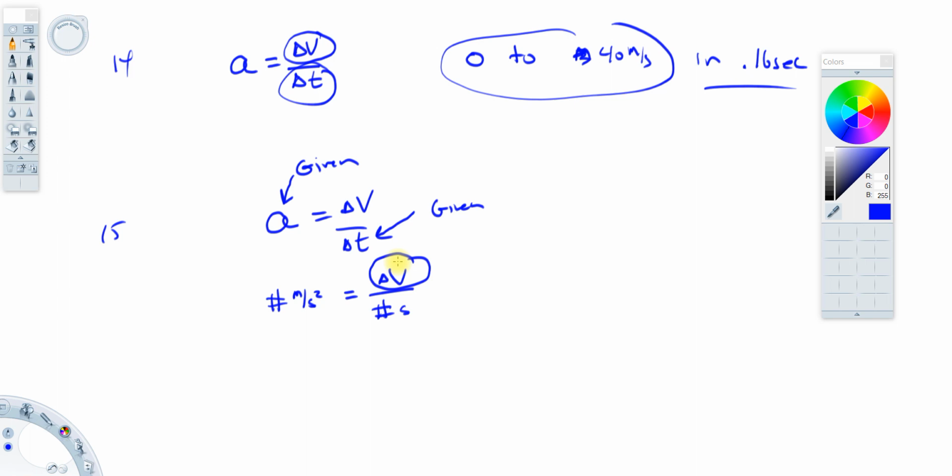For part B, where it says how long does it take the rocket to reach 6,700 meters per second, and again, your homework may be a different number. For part B, write this formula out again. Acceleration is equal to change in velocity over change in time. Use the same acceleration that was given earlier in the problem. And then when it says to reach a final speed of 6,700 meters per second, use that or whatever number you have for your change in velocity. And that should hopefully get you through 15.